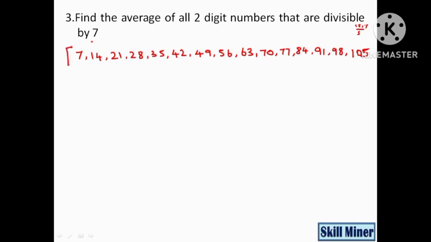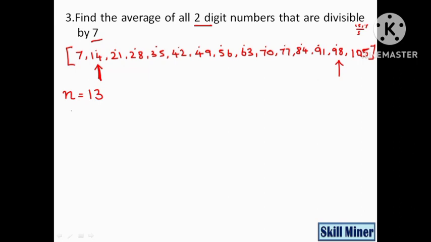See here guys. We need to find average of all two-digit numbers that are divisible by 7. So the starting number will be 14. The ending number will be 98. You check the number count guys. 1, 2, 3, 4, 5, 6, 7, 8, 9, 10, 11, 12, 13. So totally there are 13 two-digit numbers that are divisible by 7.